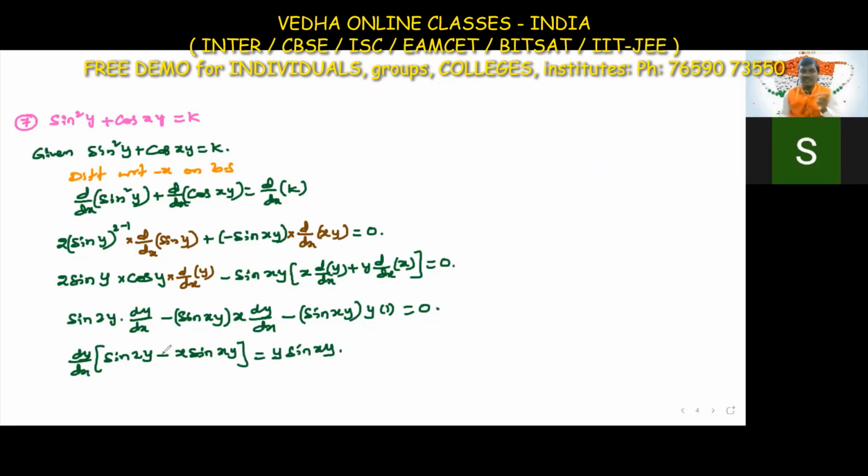Here it is multiplying, so if you take it to this side, it divides. Therefore, what is the dy by dx value? dy by dx is equal to y into sine of xy whole divided by sine 2y minus x into sine xy. So this is the required solution.